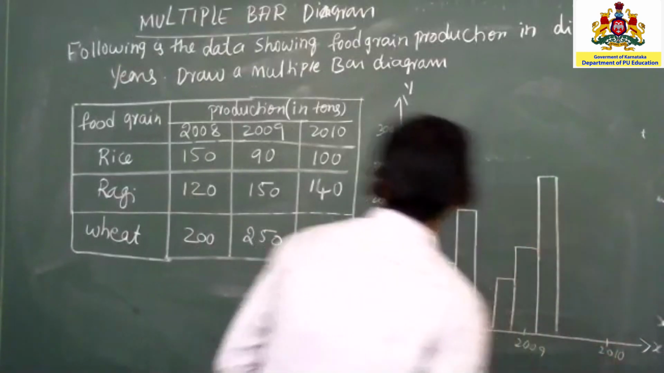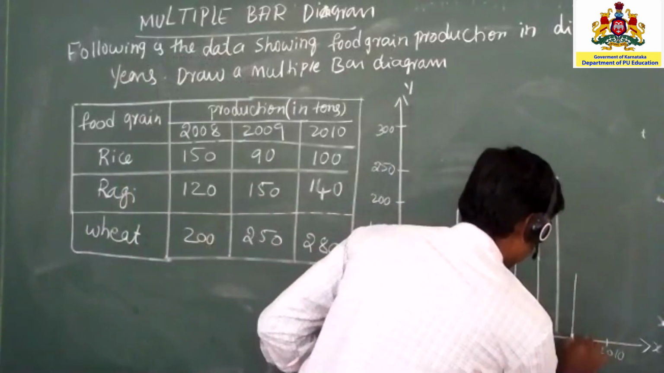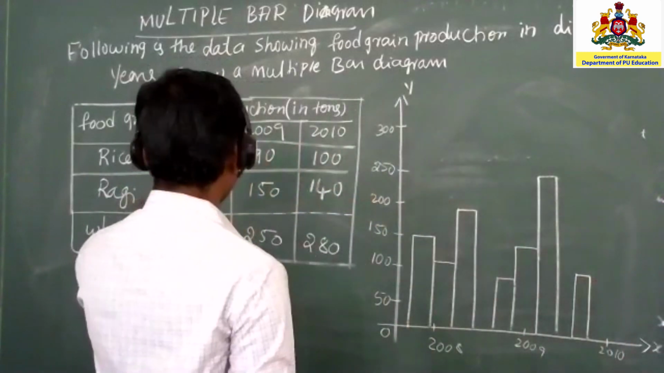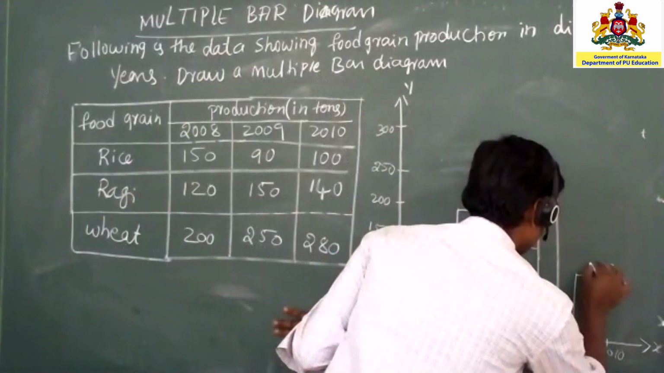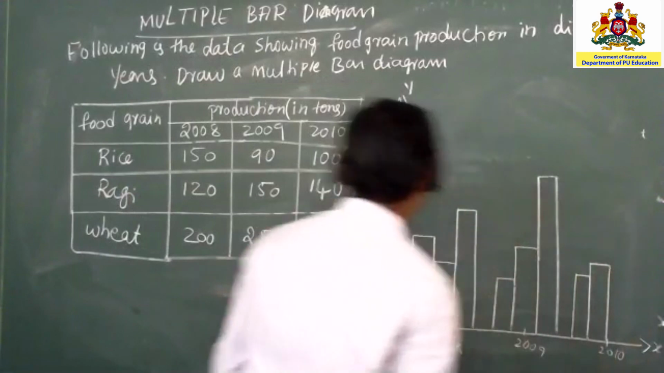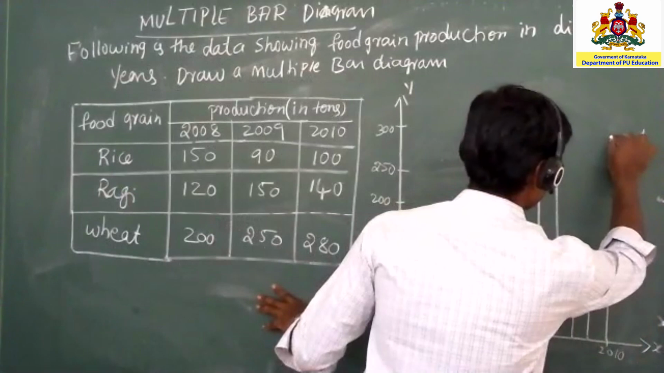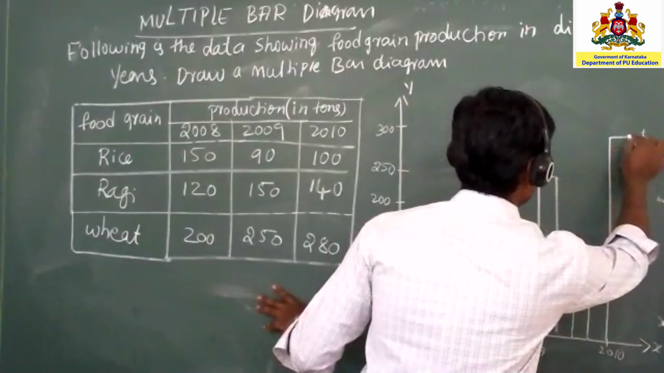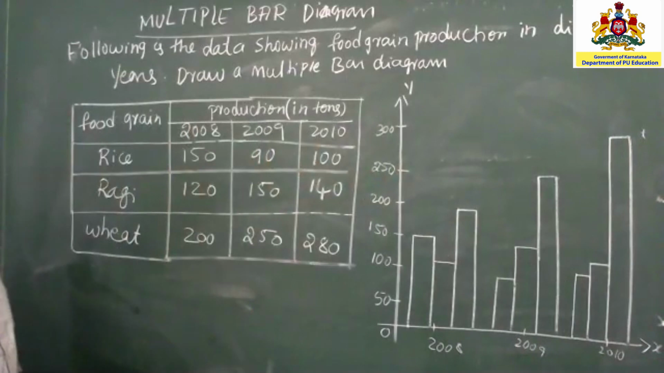Similarly, the last year is 2010, same as the previous years. The rice value is 100. Next, ragi value is 140, just below 150. And the last, wheat value is 280. So this is the way of constructing the multiple bar diagram.